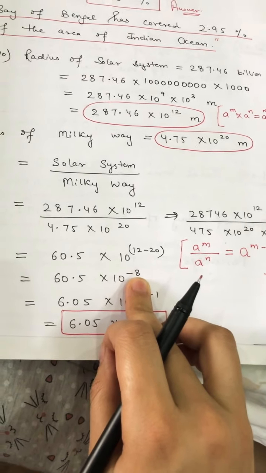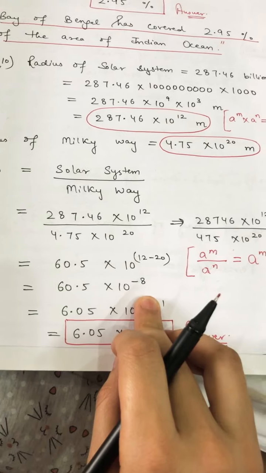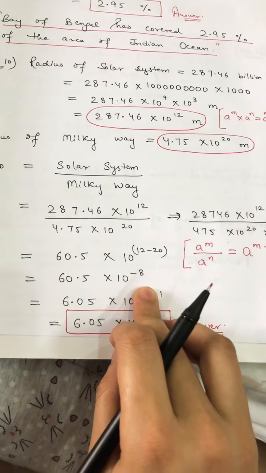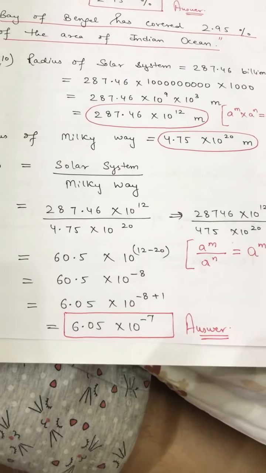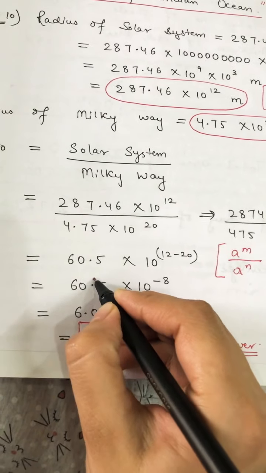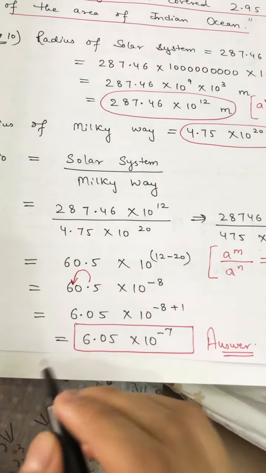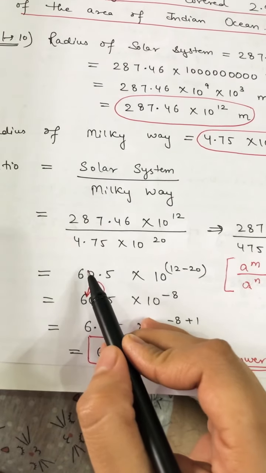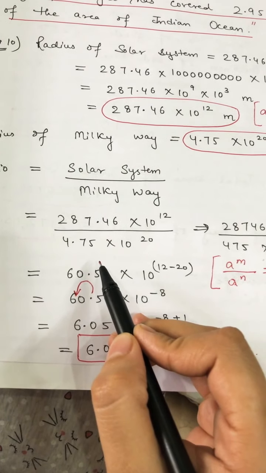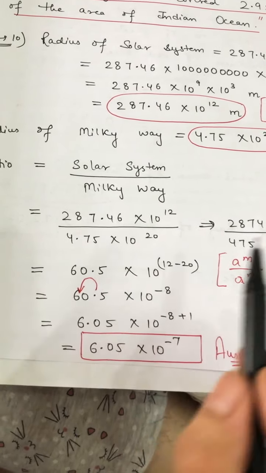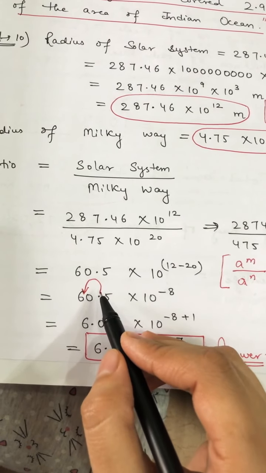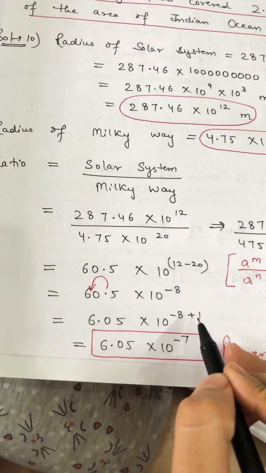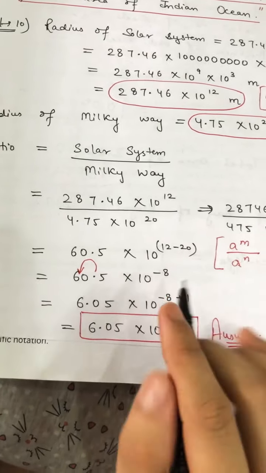If I write this up to here, the answer is also correct, but I have to write in scientific notation, because in this chapter we are always writing the values in scientific notation or standard form. So this decimal will shift from here to here. You have to see one thing: whenever you shift the decimal to the right side, your power will be minus. But when your decimal shifts to the left side, your power will be added by 1. Clear? Now minus 8 will be here.